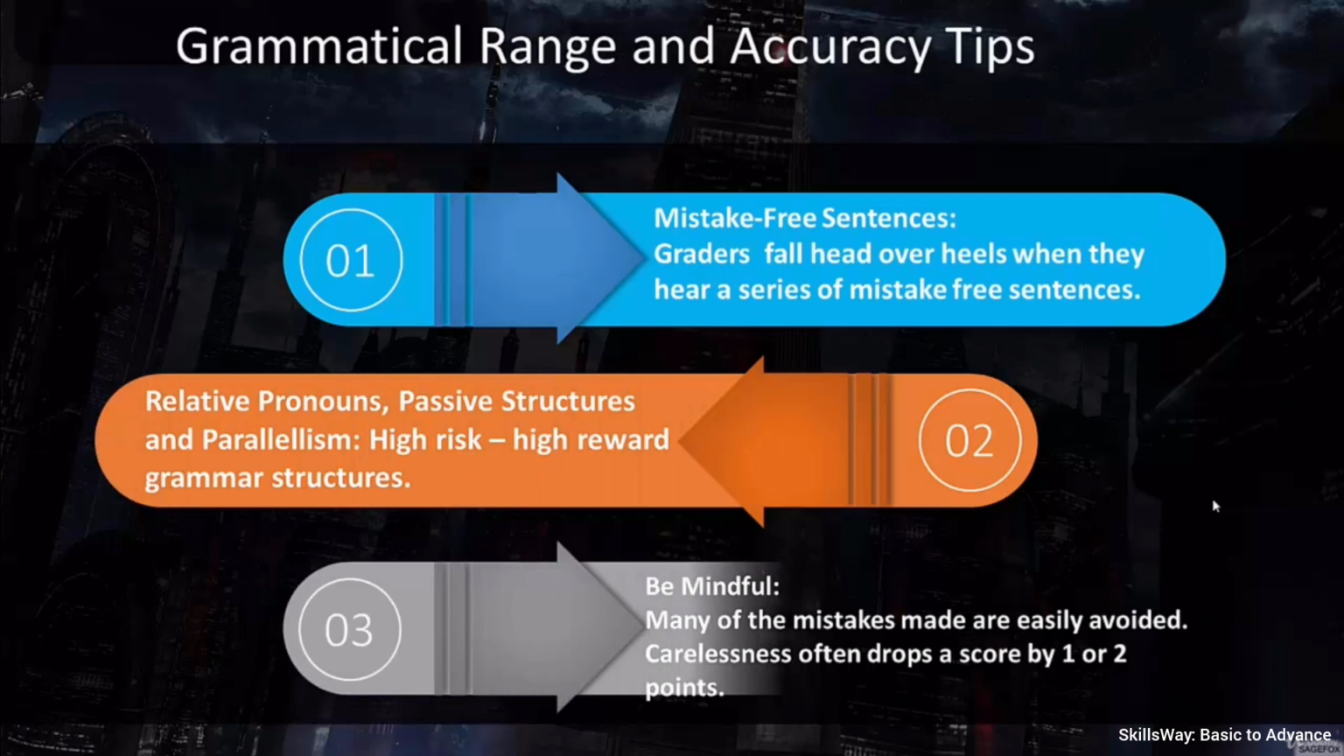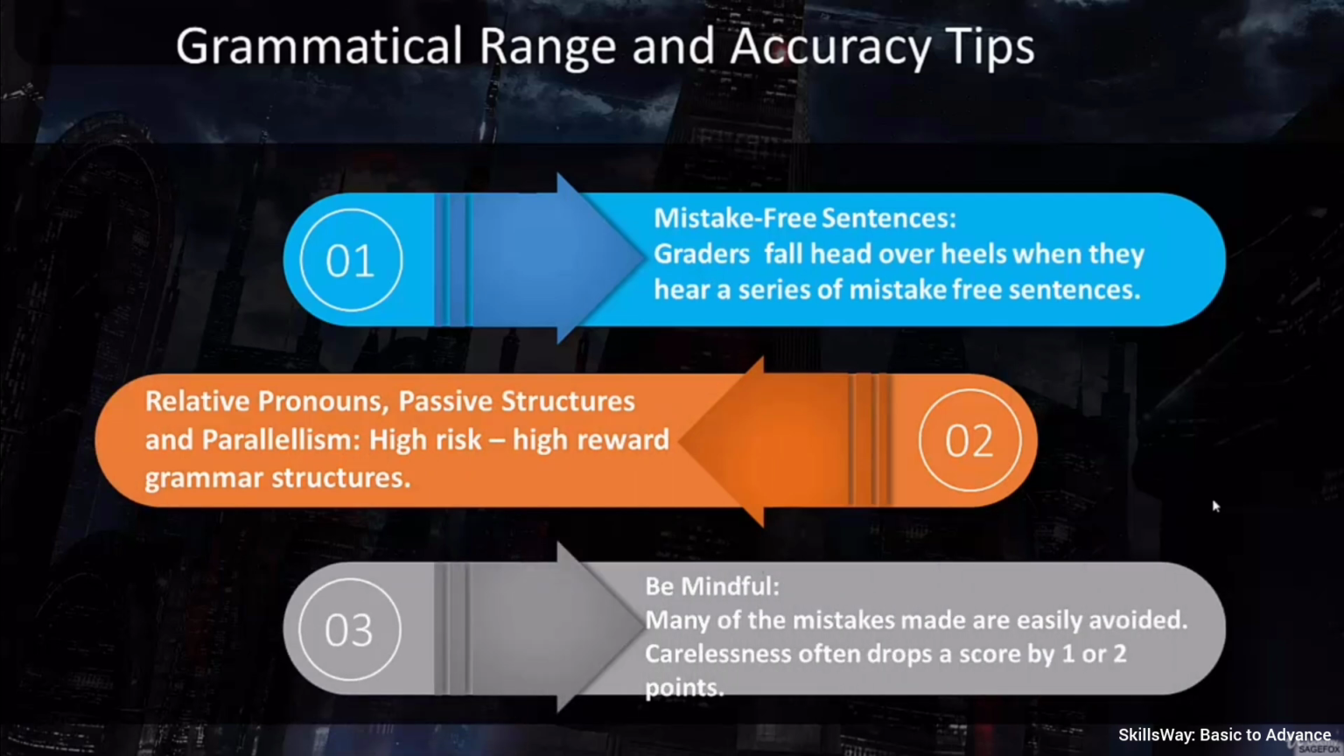Also, in terms of this number 2, one thing that I want to tell you guys to really work on is your parallelism. Parallelism deals with you being able to give a list of items. I hear so many mistakes in parallelism, and also in passive structures and relative pronouns. Just be mindful, okay? Always practice like it's the real exam. Always use correct grammar. Sometimes I'll hear students say, oh, yeah, I know I messed up on my grammar, but I'm just practicing. Well, the way you practice is the way you're going to perform on the exam.